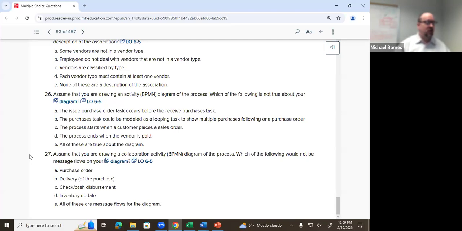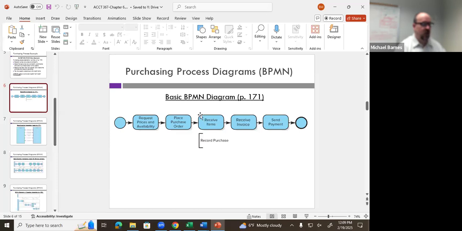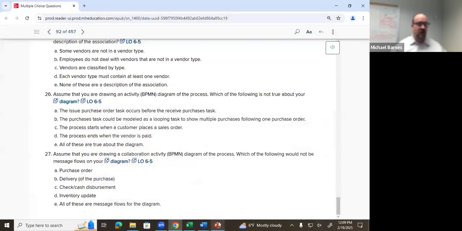So assume that you're drawing an activity BPMN diagram of a purchasing process. Which of the following is not true about your diagram? I want to talk through each of these individually, and I'm going to skip a few because I want to talk about them at certain points, okay? So the issue purchase order task occurs before the receive purchases task. What do y'all think? Is that an accurate statement? Place purchase order, receive items. It sure looks like it's before that diagram. So A is correct. So we can ignore A because we're asking which of the following is not true, all right?